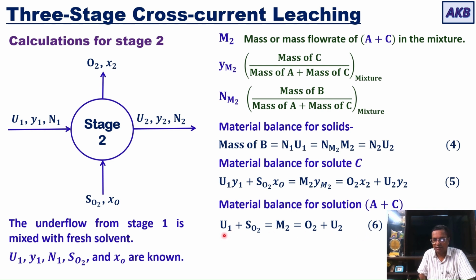So A plus C in the underflow plus A plus C in the solvent is equal to A plus C in the mixture, that is equal to A plus C in the overflow that comes out of the stage, and A plus C in the underflow that comes out of stage 2. So in this way, you have to write different material balances for stage 2. Now let us follow these material balances on the equilibrium diagram. So before that, we will need to do some more calculations. Let me tell you what these are.